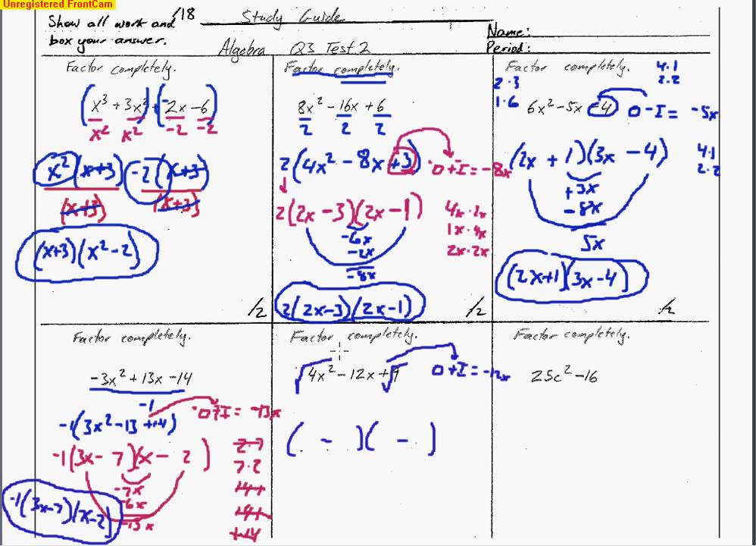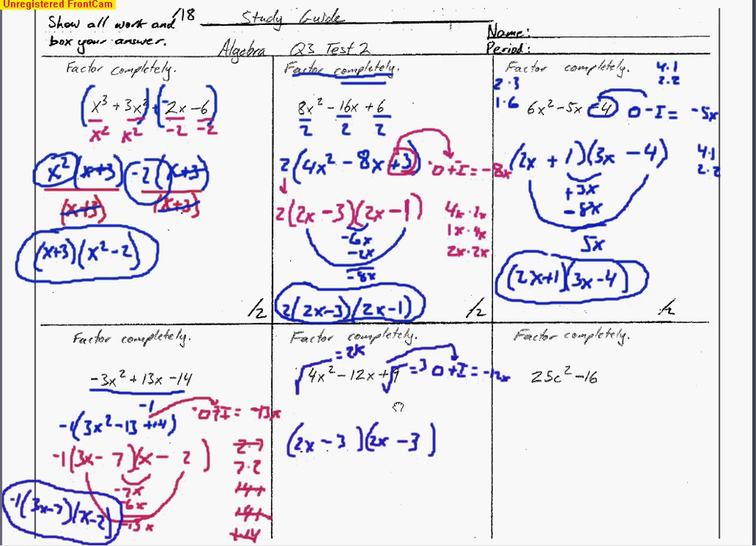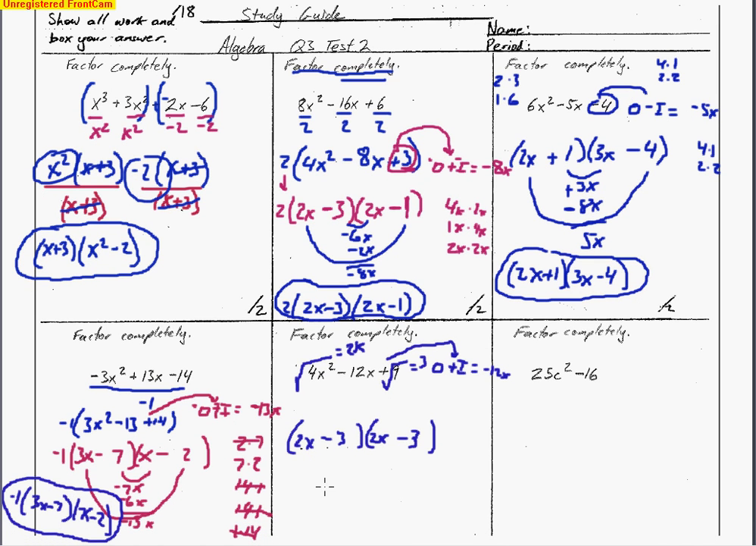So if they're both the same, what you need to do is take the square roots, because they're both perfect squares. This is 2x, square root of 9 is 3. And try those numbers, 2x and 3, 2x and 3. We know both signs are minus, and then see if it does end up working. So let's go ahead and check the outside terms and the inside terms to make sure it makes negative 12x.